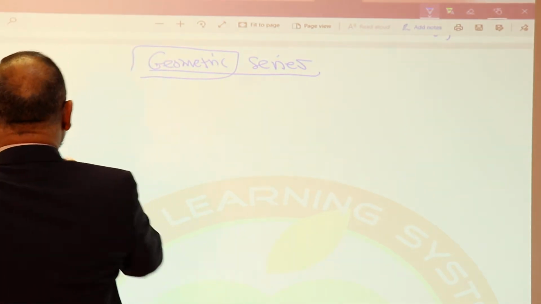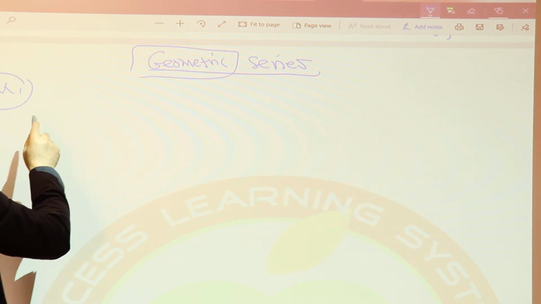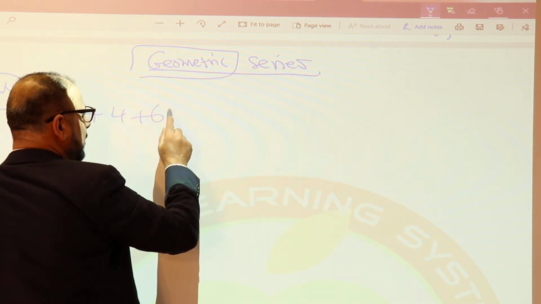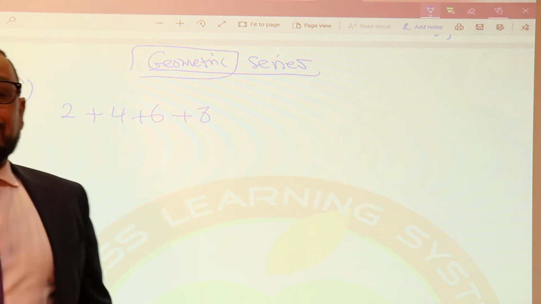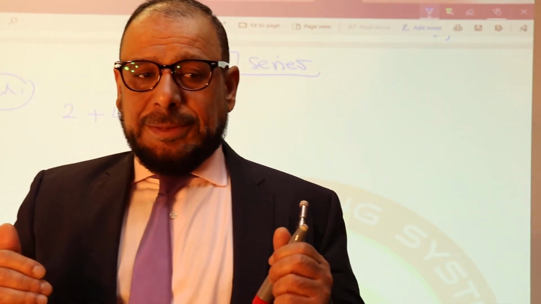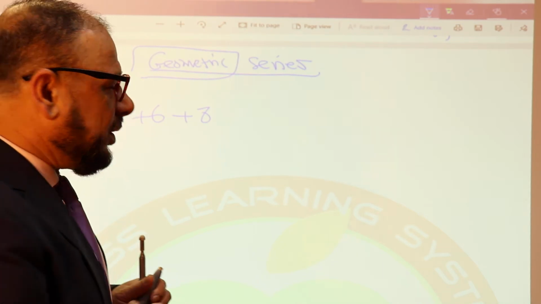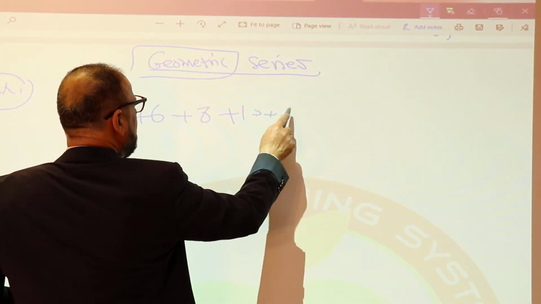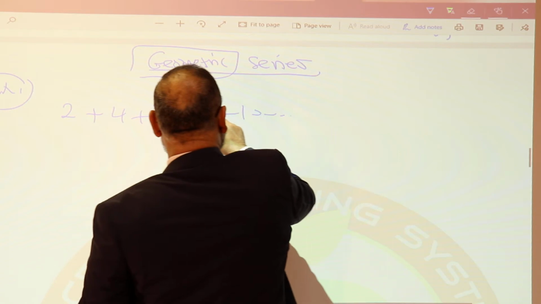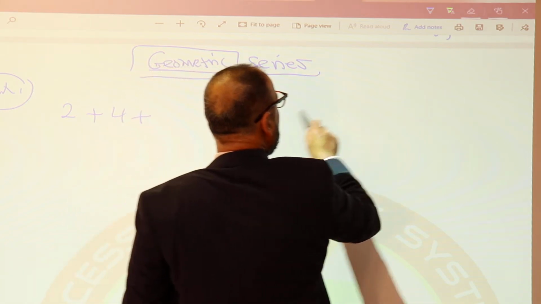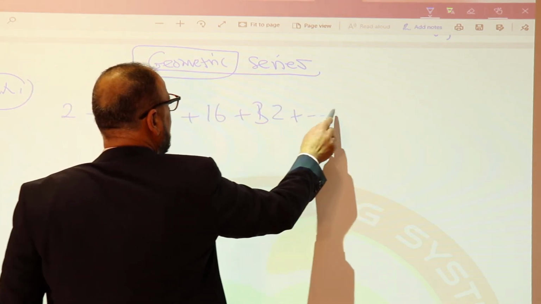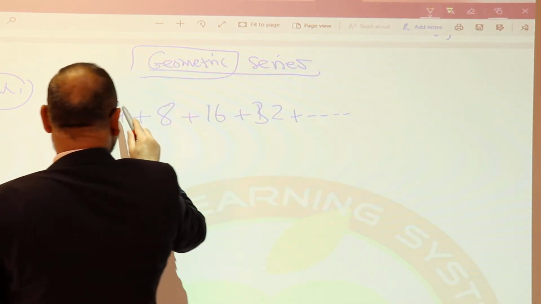What do I mean by this? Look at this example. Example 1: 2 plus 4 plus 6. I have to add plus, because if you say sequences, you will deal with commas, but we deal with series. Plus 10? No, that's wrong. 4, 8. That becomes arithmetic, which is a new class. So 2, 4, 8, 16, 32. Let us see what the ratio is.